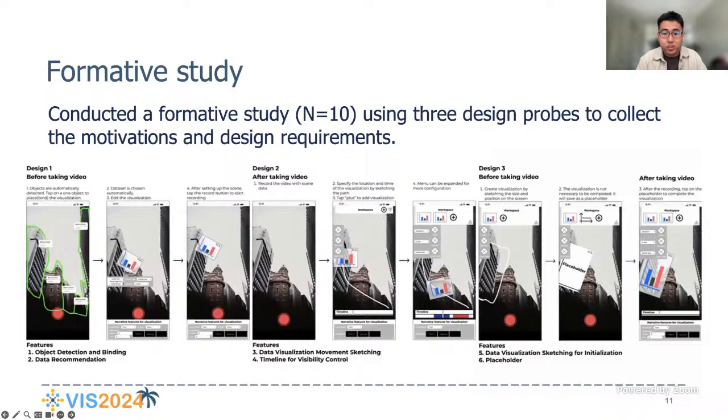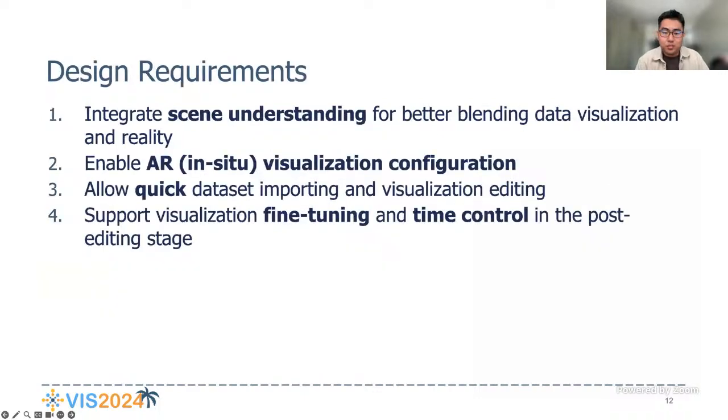To do that, we first conducted a formative study with 10 participants using 3 design prompts to collect design requirements. Each of the design prompts emphasized different features and workflows that we introduced. Then we distilled the feedback and comments from the participants into the following design requirements. First, integrate scene understanding for better blending the data visualization and reality. Then, enable AR in-situ visualization configuration, allow quick dataset importing and visualization editing, and finally support visualization fine-tuning and time control in the post-editing stage.